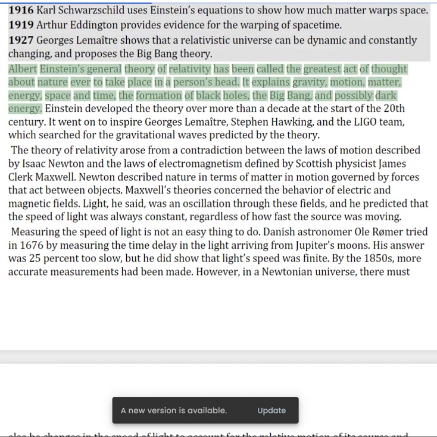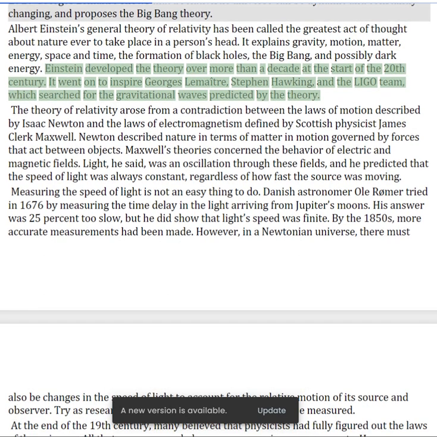Albert Einstein's general theory of relativity has been called the greatest act of thought about nature ever to take place in a person's head. It explains gravity, motion, matter, energy, space and time, the formation of black holes, the Big Bang, and possibly dark energy. Einstein developed the theory over more than a decade at the start of the 20th century.